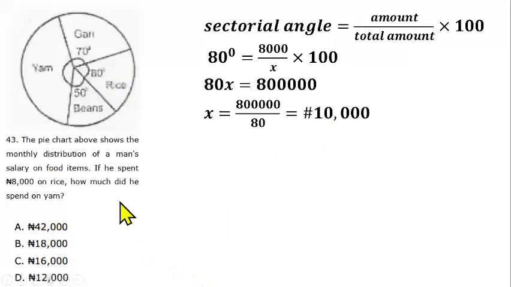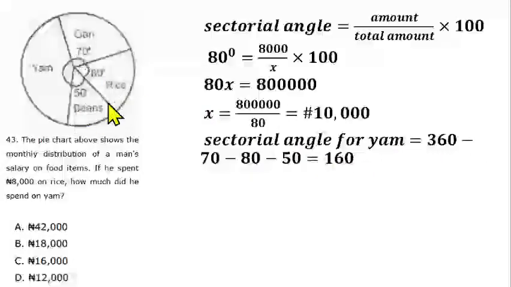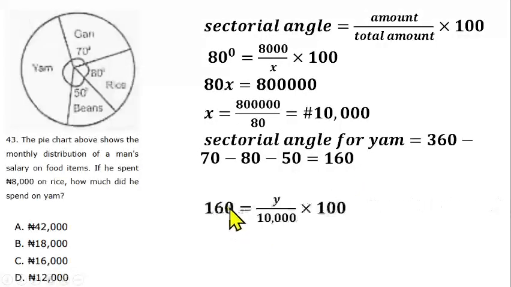Then you have to find how much was spent on yam, but we don't know the sectorial angle for yam. So we need to remove all the sectorial angles from 360 to get the sectorial angle for yam. So the sectorial angle for yam will be 360 minus 70 minus 80 minus 50. That will give us 160 degrees. That means you can now know how much the person spent on yam.